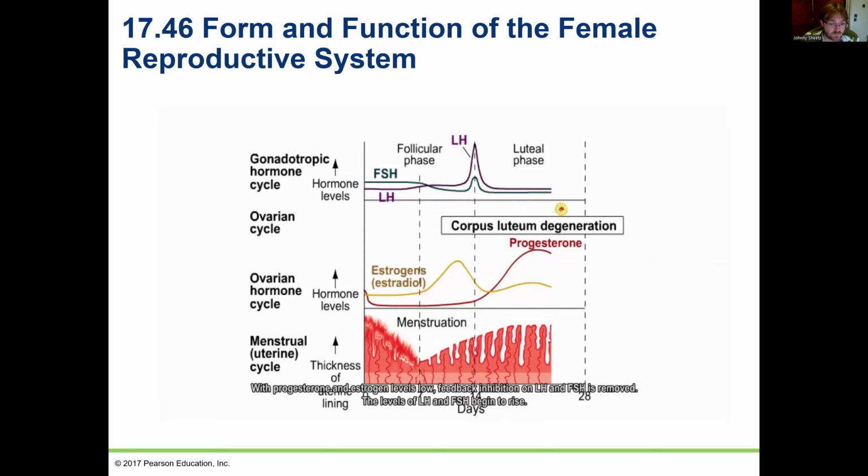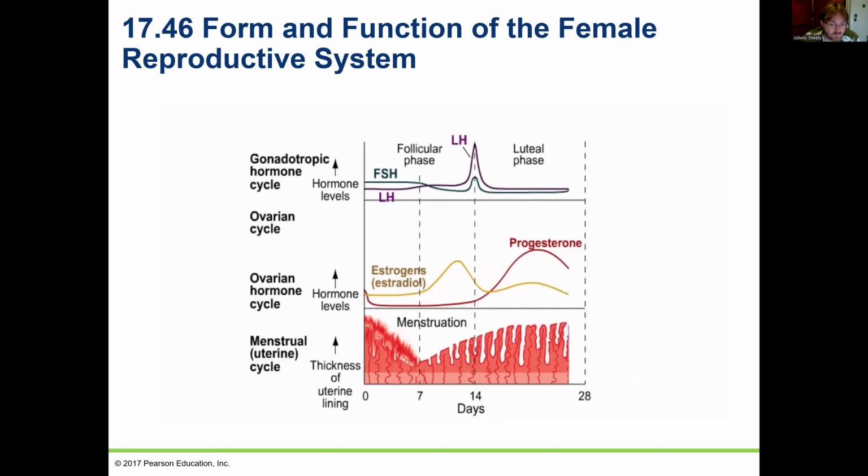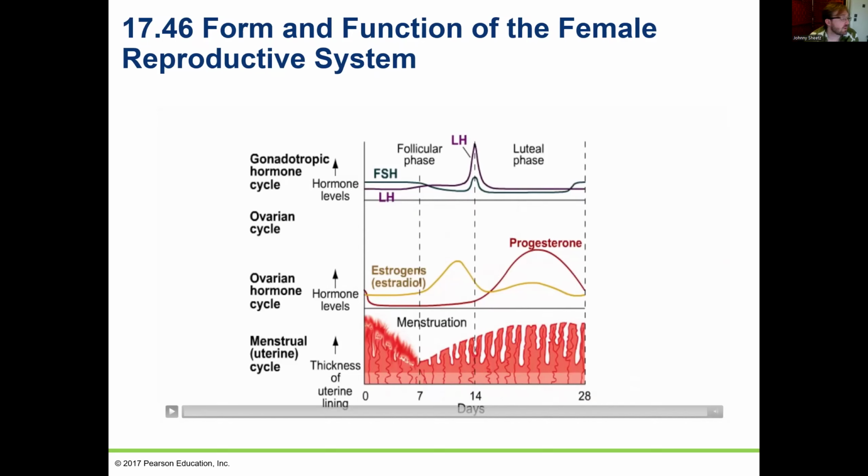With progesterone and estrogen levels low, feedback inhibition on LH and FSH is removed. The levels of LH and FSH begin to rise. A new follicle then starts to mature, and the uterine lining starts to slough off. A new menstrual cycle begins. There you go. So that is following the hormone levels through the entirety of menstruation.